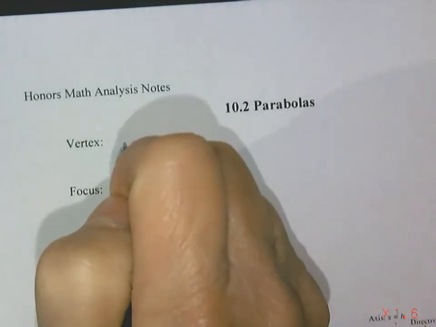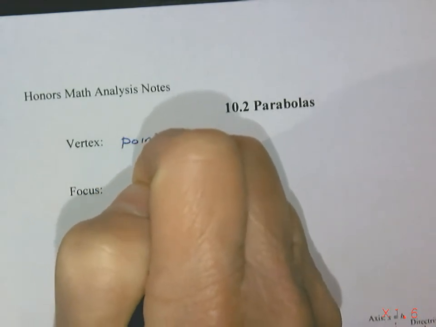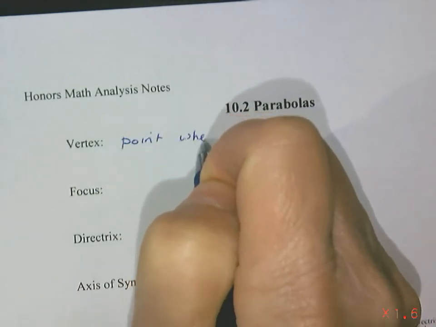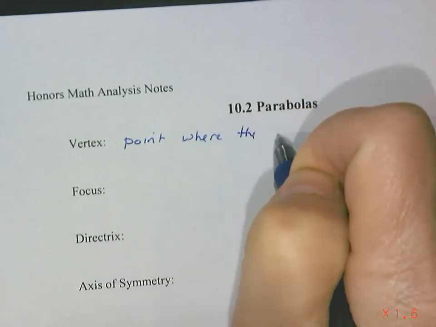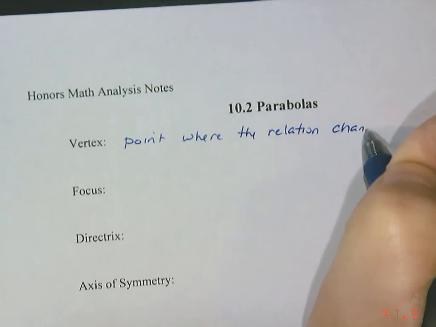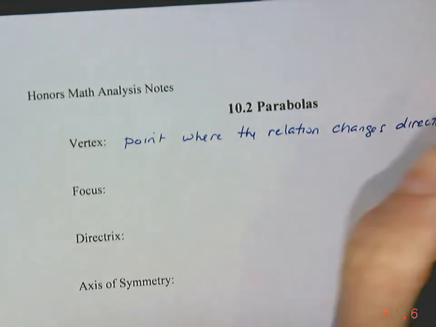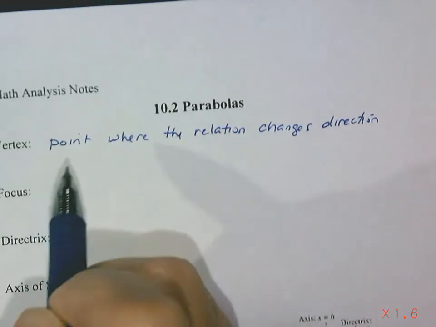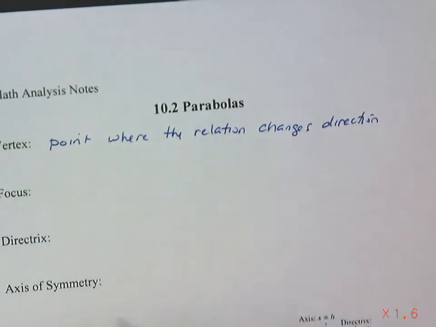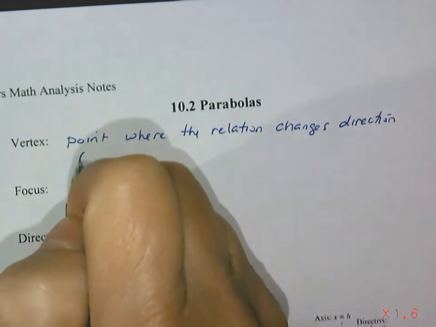In a parabola that opens up or down, we call it a maximum or minimum value. So I'm going to say this is a point where the relation changes direction. It's important to note that it's a point, and in the formula that we're going to use, I'll show you a little better in a minute, it's going to be the point (h, k).